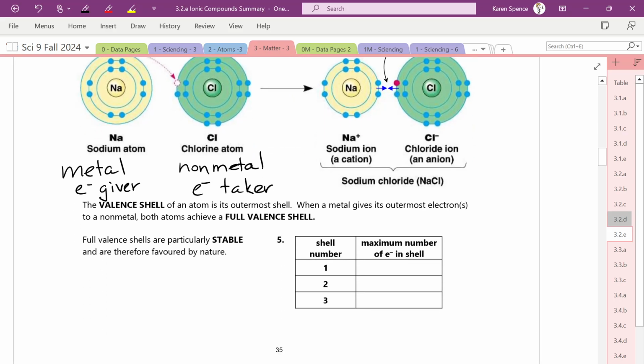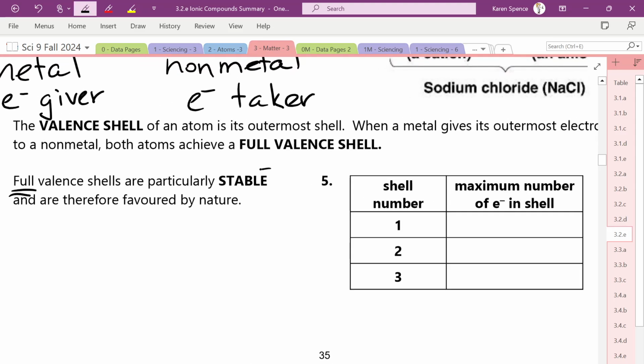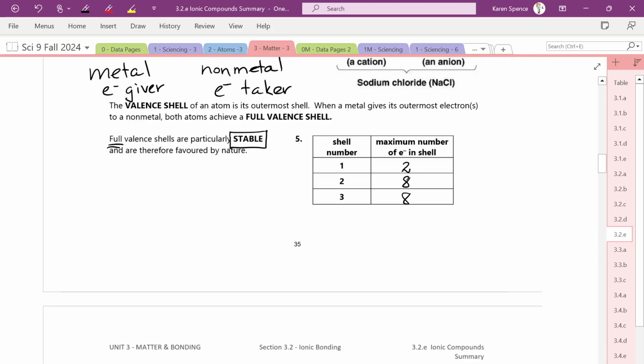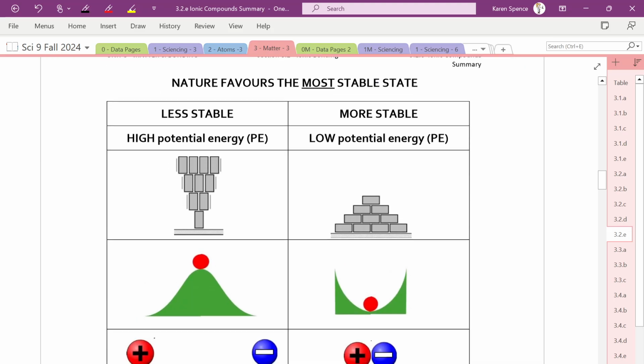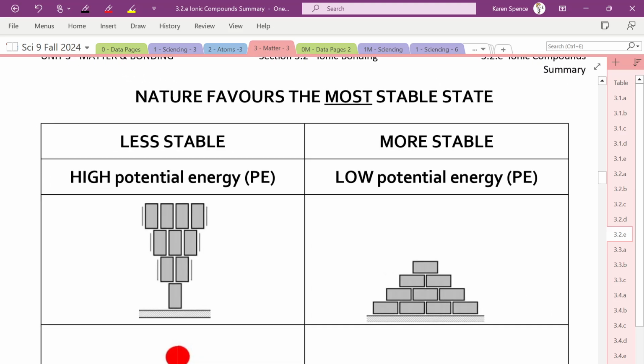And just because we can, let's remind ourselves, full valence shells are especially stable. How many makes a full shell number 1? 2. How about shell number 2? 8. And shell number 3? 8. Okay. Does nature like things to be more stable or less stable? More stable. This is what nature loves.